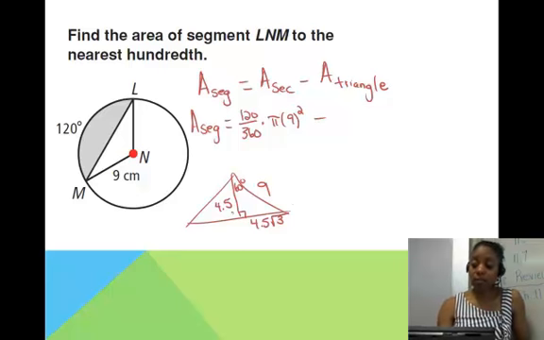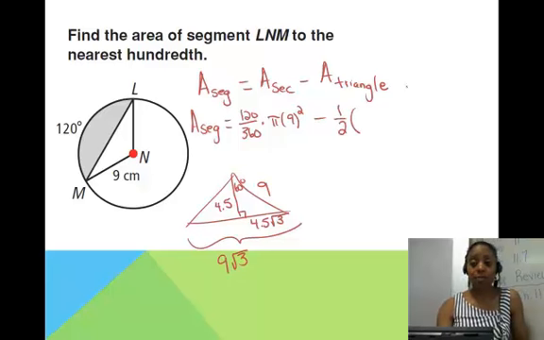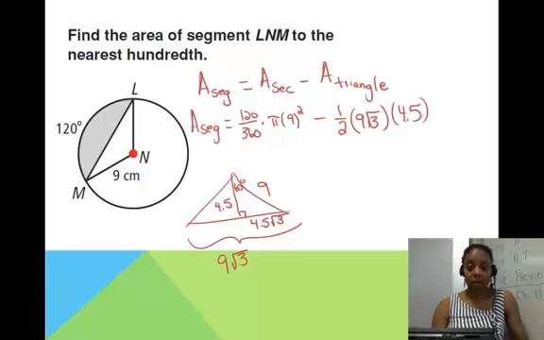So the area of this triangle, that means this whole base of the triangle would be 9 square roots of 3. So the area of the triangle would be 1/2 the base, which is 9 square roots of 3, times the height, which is 4.5. Now it says find the area and round our answer to the nearest hundredth. So I'm just going to type this all in.